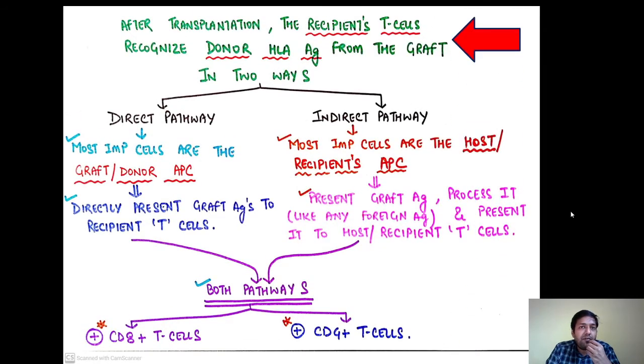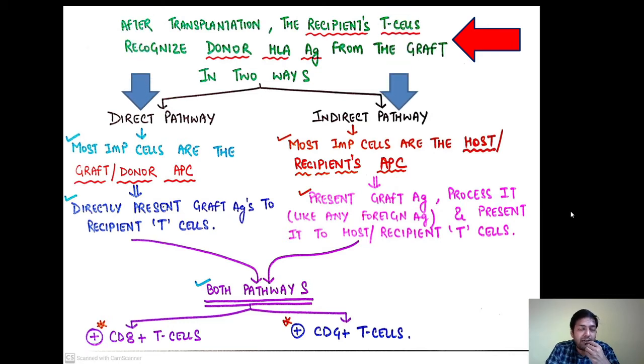After transplantation, remember the recipient's T cells are going to recognize the donor HLA antigen from the graft in two ways. There are two ways by which the recipient T cell will recognize the donor HLA antigen from the graft. Remember, the recipient T cells always remain the same. So there are two pathways: one is the direct pathway and the other is the indirect pathway.